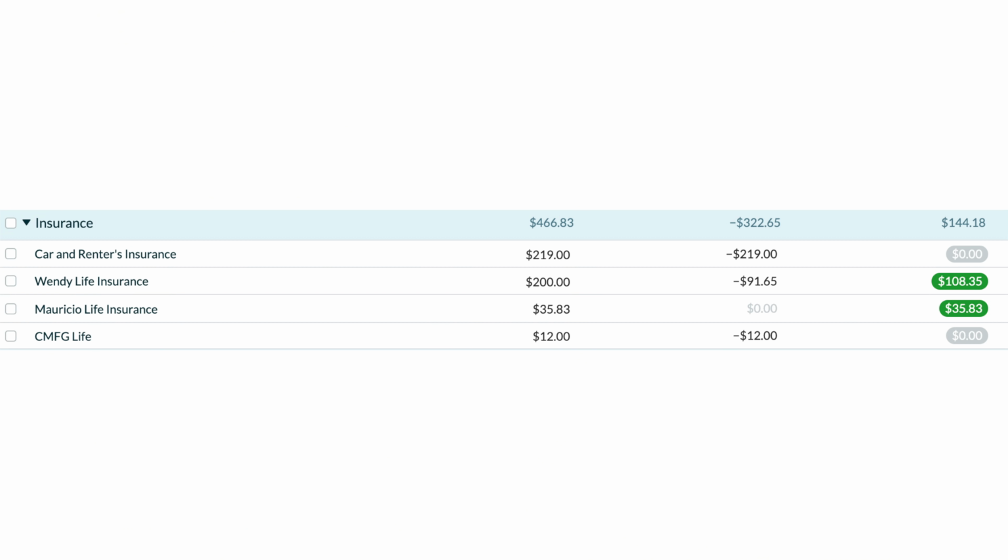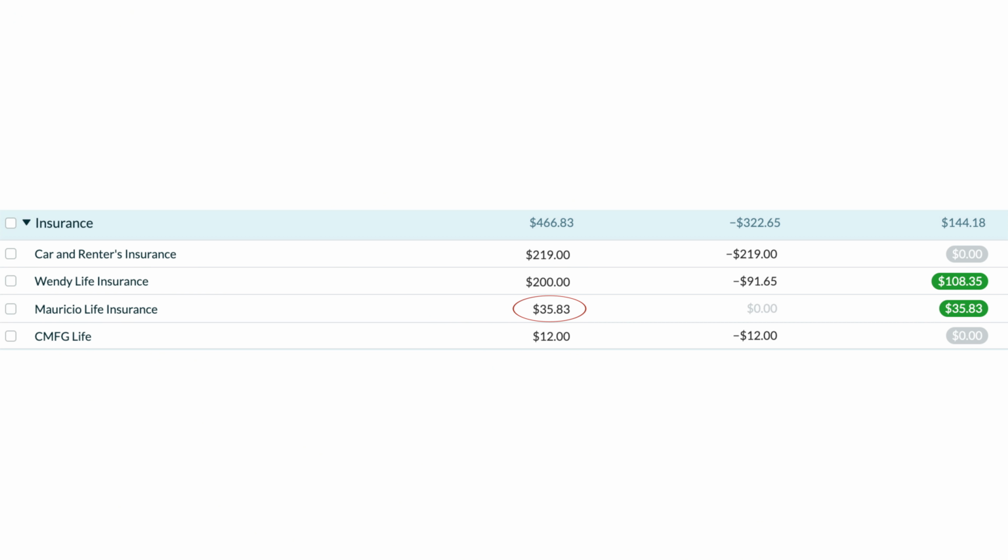So in the insurance category, car and renter's insurance, we budgeted $219 and we spent $219. In Wendy's life insurance, we planned for $200, but we only spent $91.65. So we have $108.35. My second life insurance policy will be coming through soon. I don't know when, but it should be any day now that they'll be charging us for that.